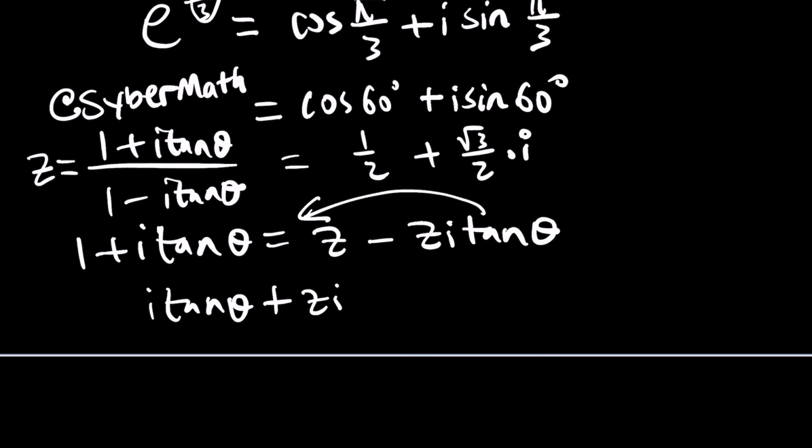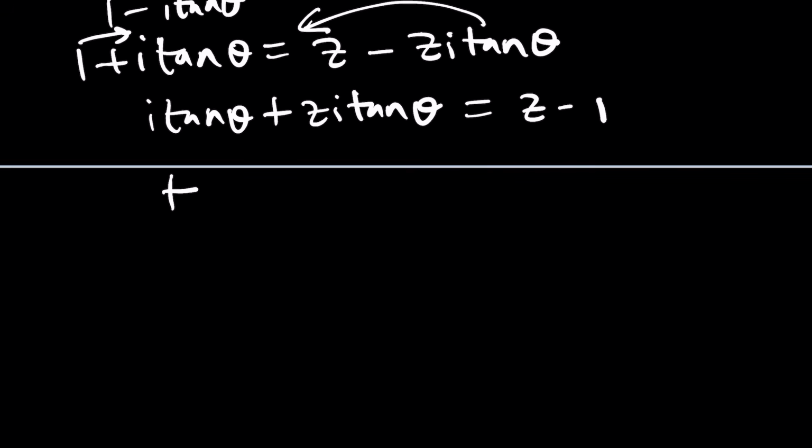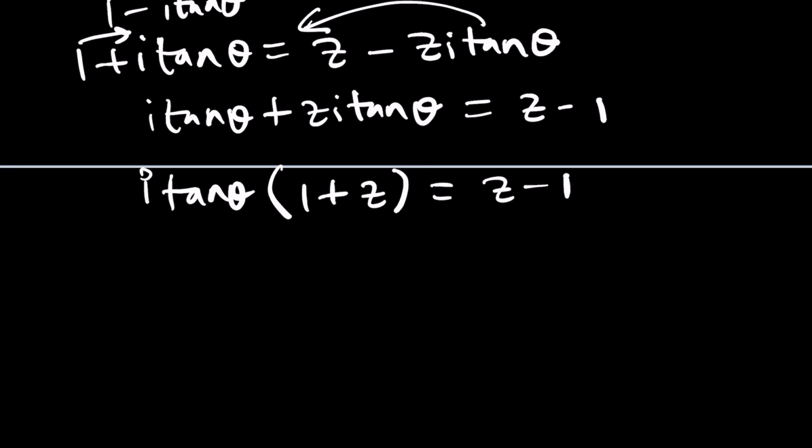zi tan theta, and then bring the 1 over here with a minus sign, and then factor out tangent theta. You'll get i plus zi. Actually, you know what? There's a better way to do it. Factor out i tangent theta. You get 1 plus z and z minus 1. So from here, tangent theta.